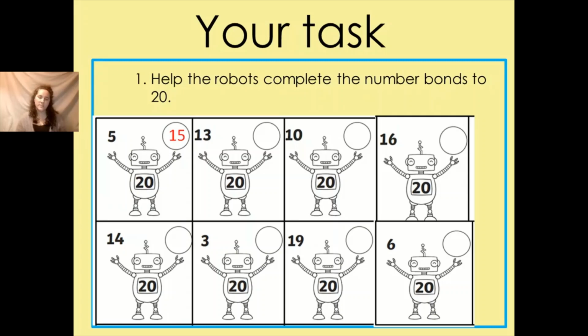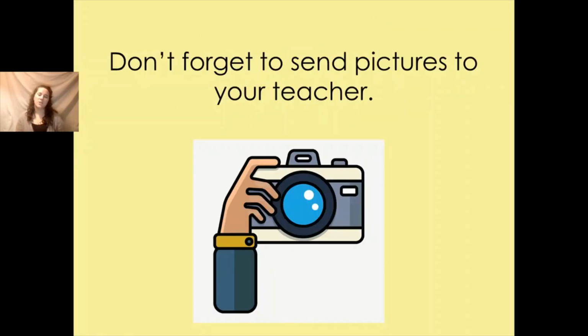Okay, your task for today is to help the robots complete the number bonds to 20. So here it's just like our part whole model. You have got 20 as your whole and one part, and you need to find out what the other part is. Now you can do that by making your own tens frames or making your own number line. It's up to you, whichever one you find easiest. The first one I have done for you here, so that is where you put the answer. Don't forget to send pictures to your teacher of your completed part whole models.